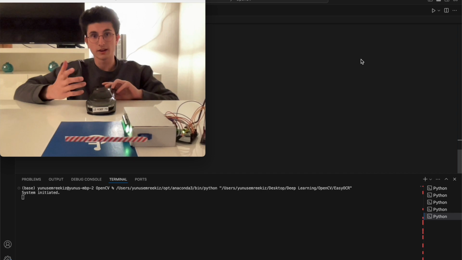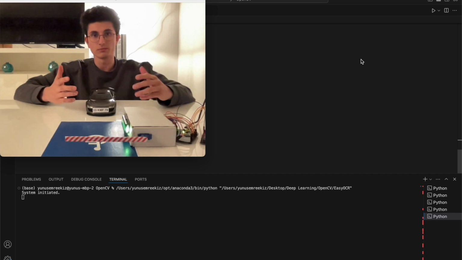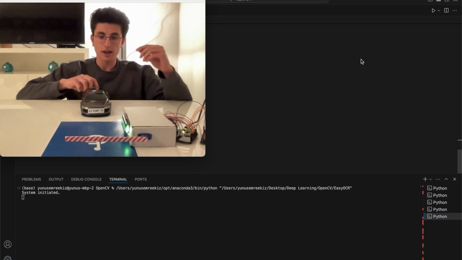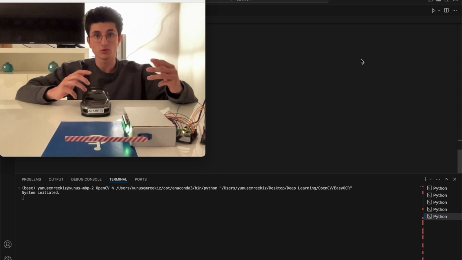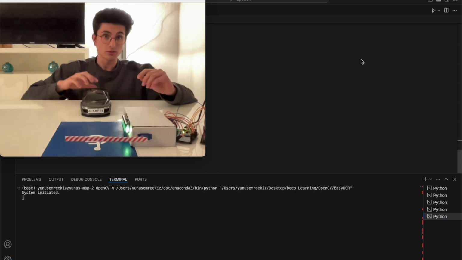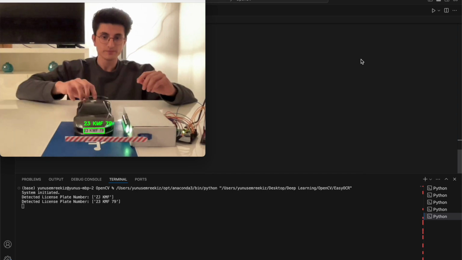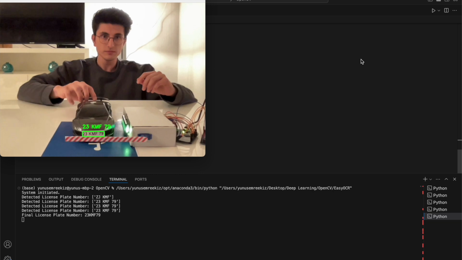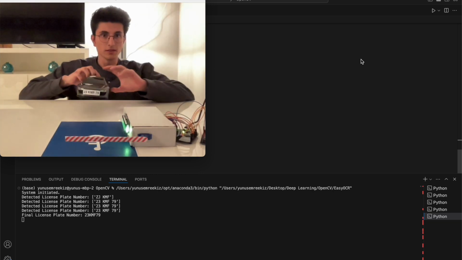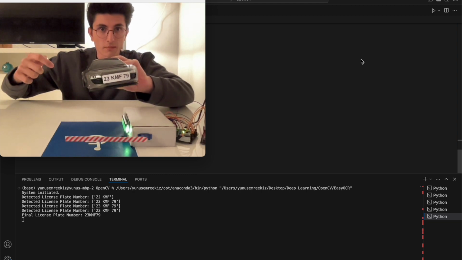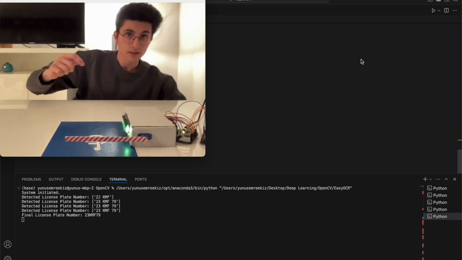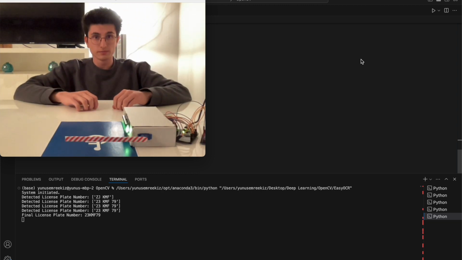One other factor that I need to consider is that the model doesn't perform perfectly, so I had to restrict it to detect the same license plate 3 times consecutively in order to determine a final license plate. A quick demonstration would be as follows. And as you can see, the model detected the plate correctly, which was 23KMF7 and 9, and it got the result.